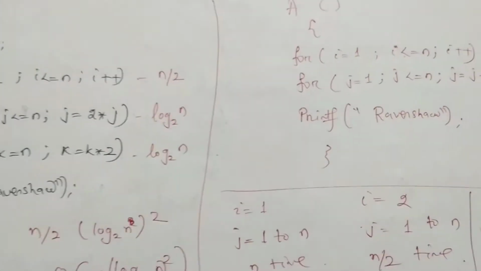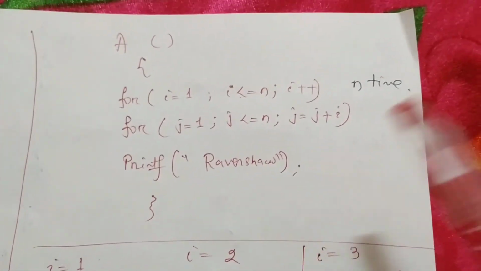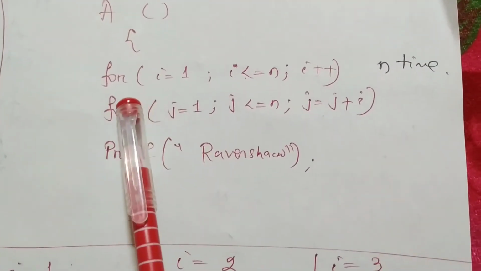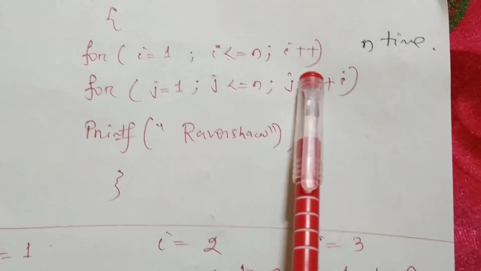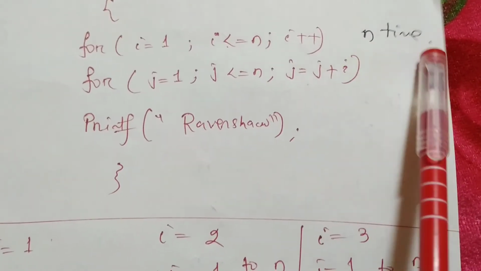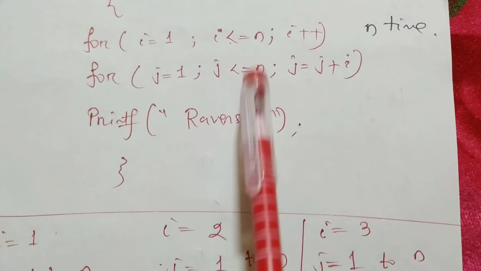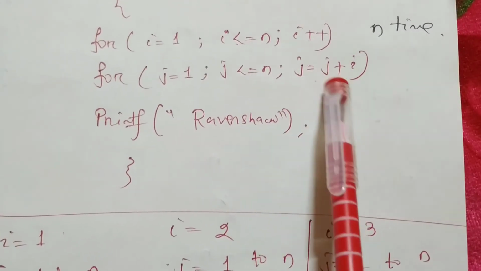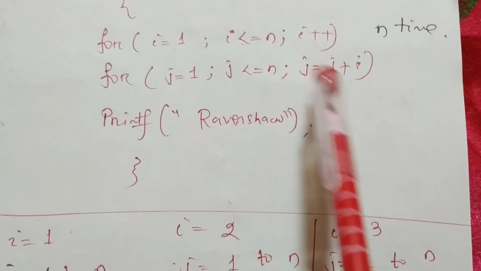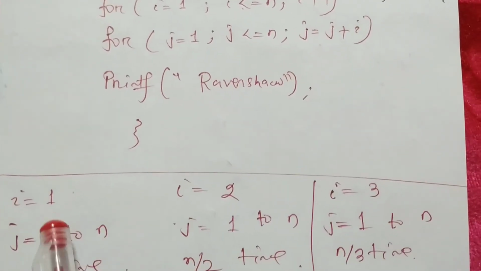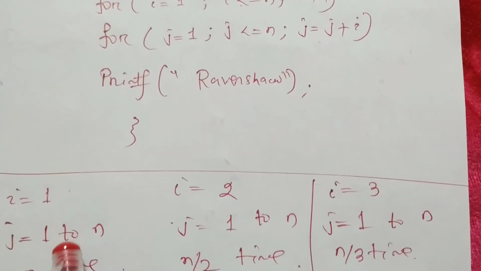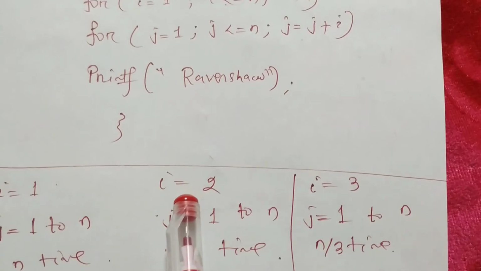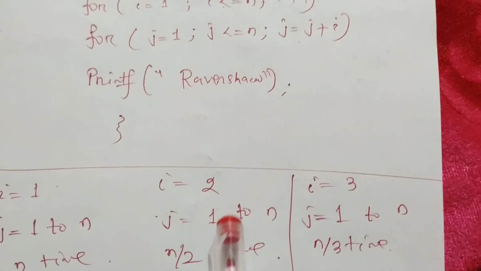So we can write order of n log n square. Hope you understood this. Now you see here: i = 1, i less than or equal to n, i plus plus. The total time is n times. Then j = 1, j less than or equal to n, j = i plus 1. Here j is dependent on the execution of i. So for i = 1, j goes from 1 to n, so n times. For i = 2, j goes from 1 to n.